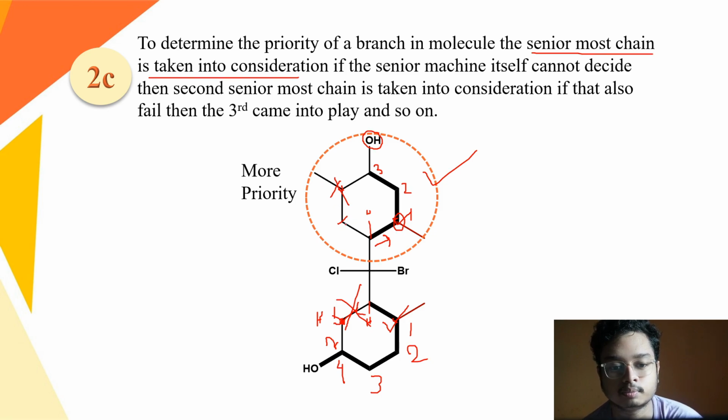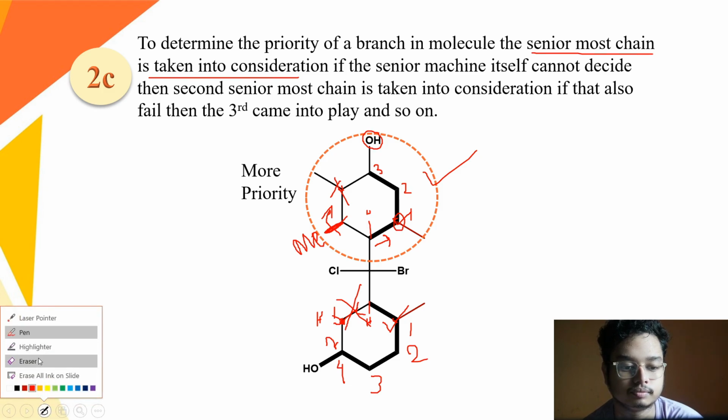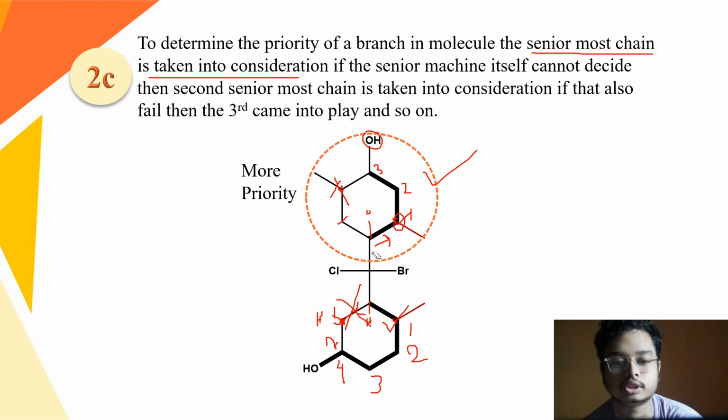If this particular group is present here, and here also a CH3 is there, then these two are of similar priority order, so we go via this pathway. But since this particular Me is not here for this molecule, we have to go this pathway. It will be a little bit confusing, but as you gradually do the questions, you will be very clear about this.